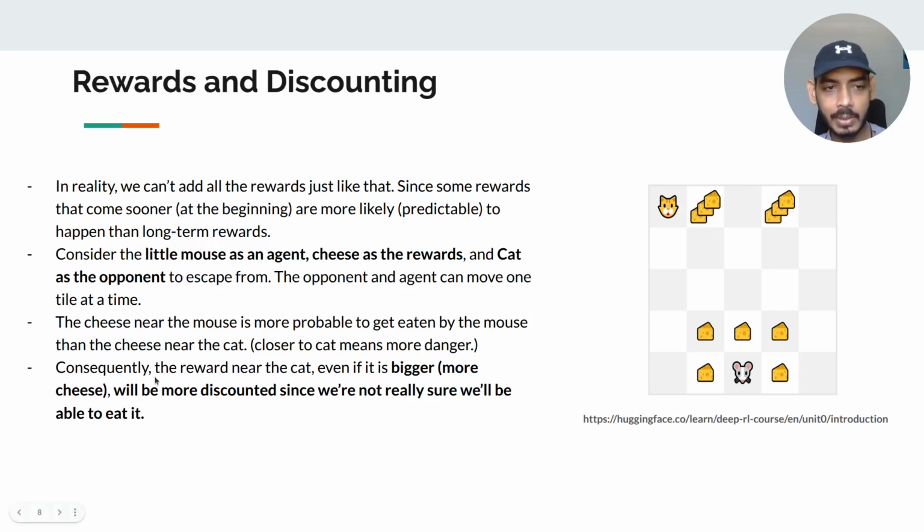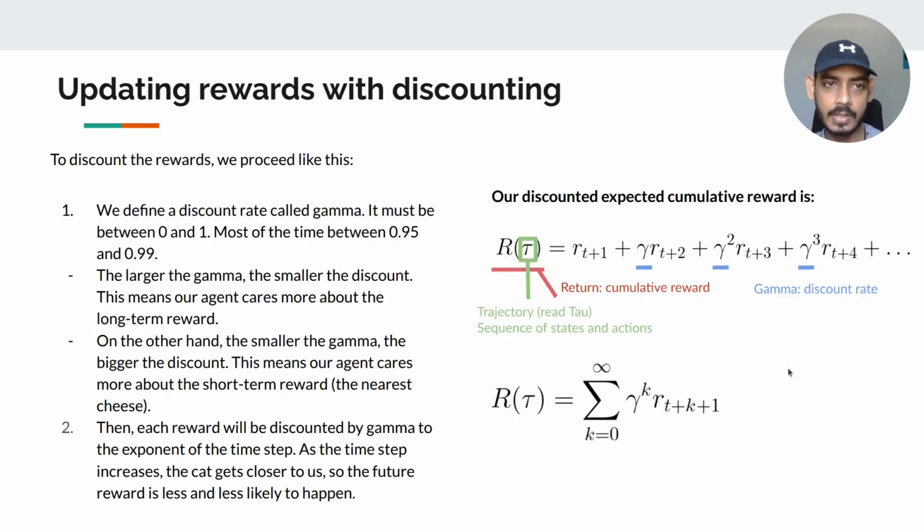So consequently, the reward near the cat, even if it is bigger, though there are multiple cheese blocks inside this one, is discounted. It's not really sure that you will get this reward, because there are very good chances that you will get eaten. So the reward you get there will be a discounted reward, while the reward you get near the mouse might not be discounted. You will get the full reward. So let's understand that part.